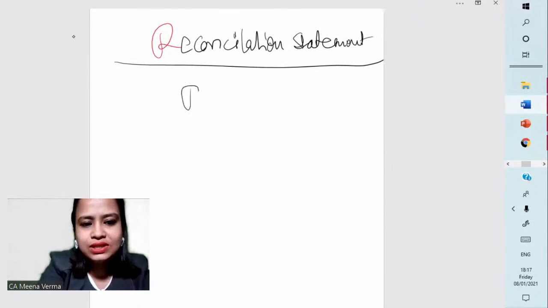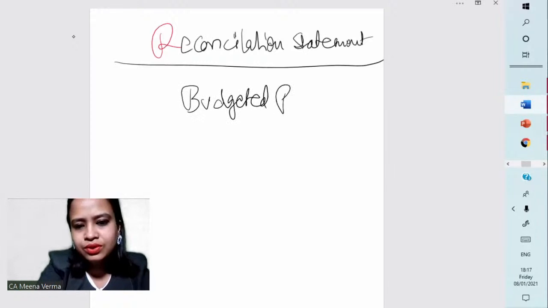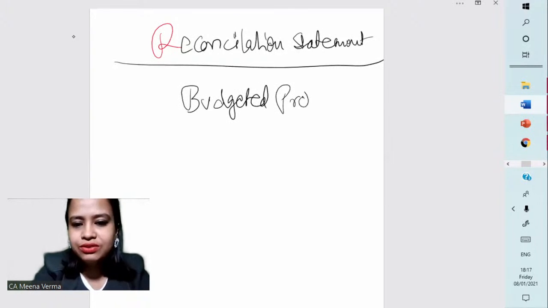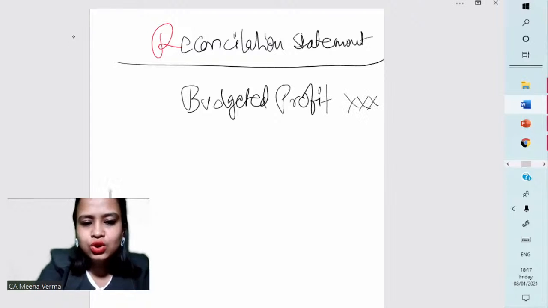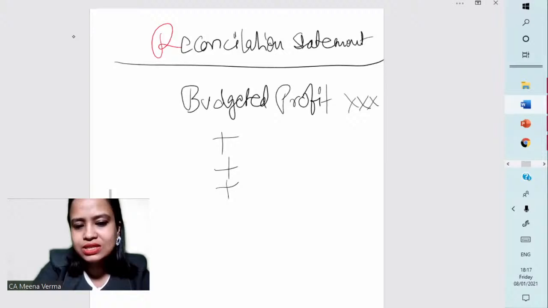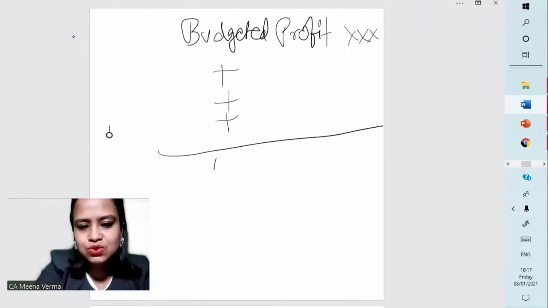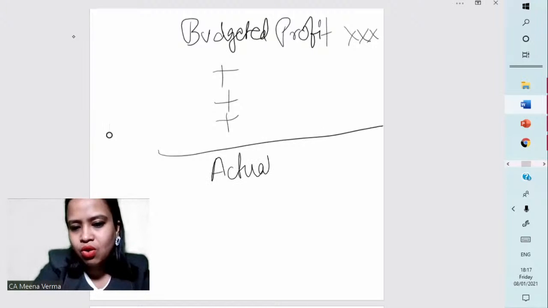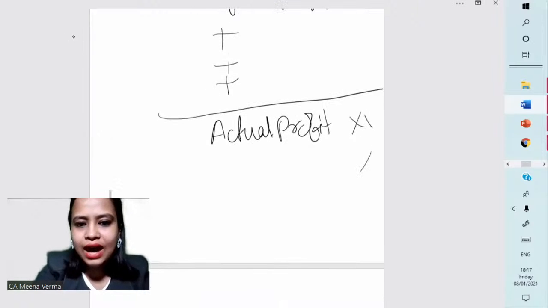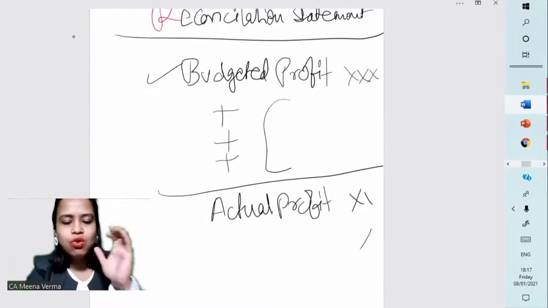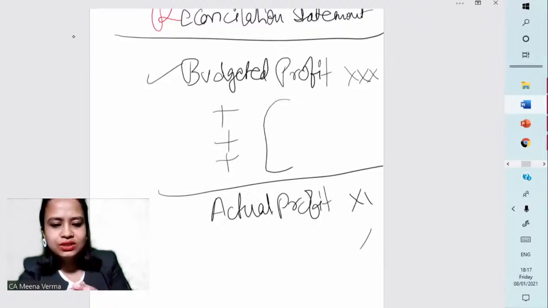You have to consider the budgeted profit. Okay, or the actual profit. In reverse you can do that also. Budgeted profit, you will consider all the variances and then you will get the actual profit. Or you can do like this, you can consider the actual profit and then you will consider all the variances and then you get the budgeted profit.